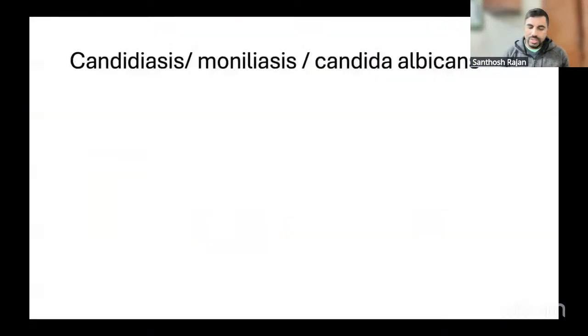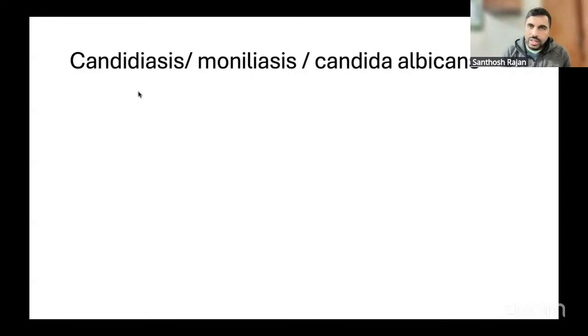Yes, now let's start the question. The first question is candidiasis, moniliasis, or Candida albicans. Anything it can be, right? You know that candidiasis is usually caused by, first of all, we'll talk about the etiological agents, then the risk factors, and the diseases it is causing, and then we'll go to the diagnostic part, the lab diagnosis part. What are the things that are important here? I'm going to write it short and sweet so that every point you have to remember.